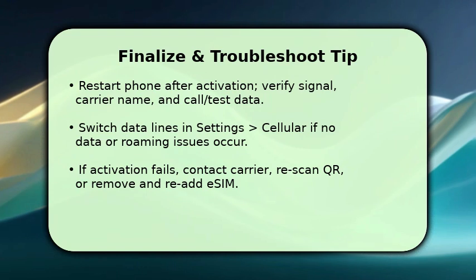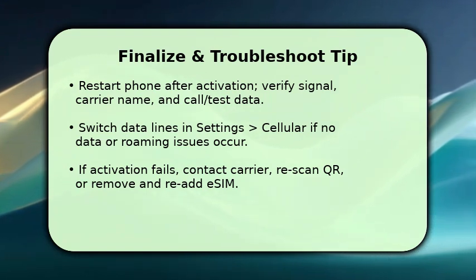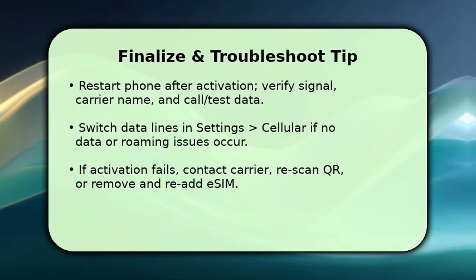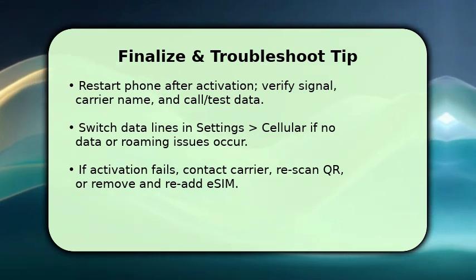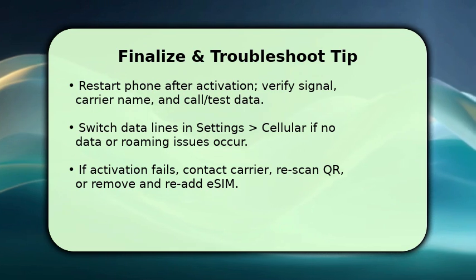Then verify signal bars, carrier name, and place a test call or use data. Once activated, manage lines under Cellular, switch data, enable roaming, or set a default voice line.